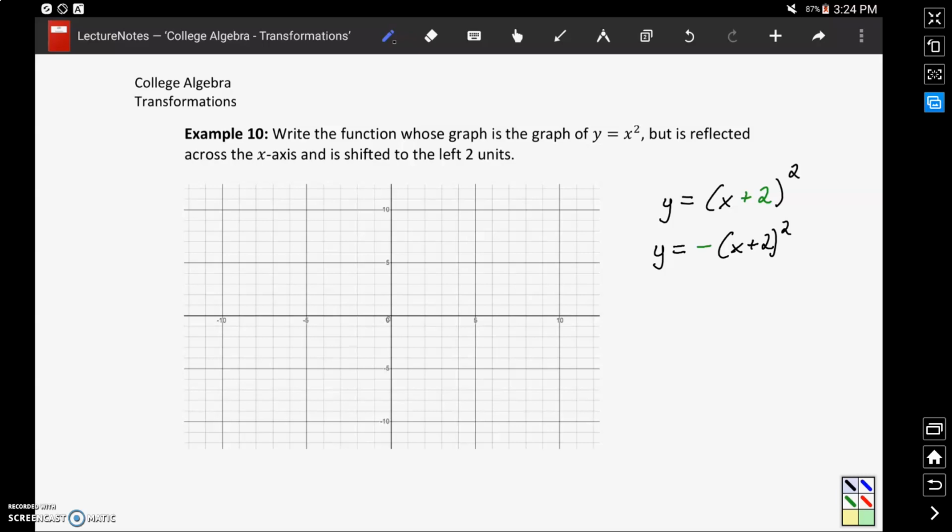In terms of graphing, this would be our square function shifted to the left by 2 units, and then where we would normally have points stretching up towards positive infinity, now those points are going to stretch down towards negative infinity, giving us the graph of our new function.